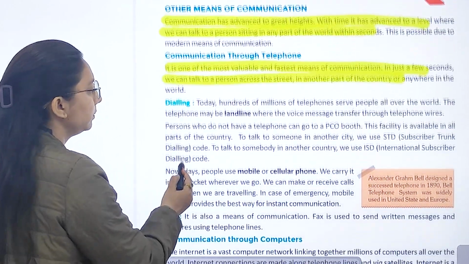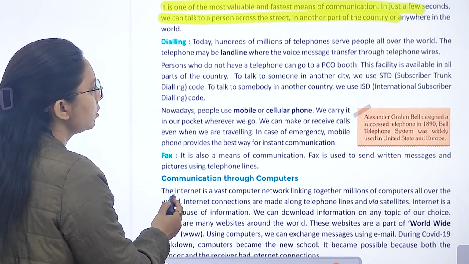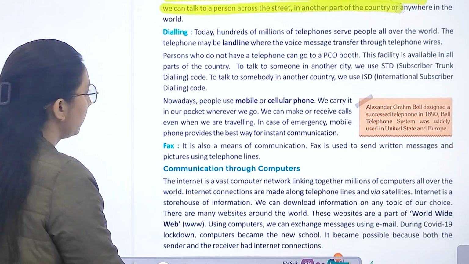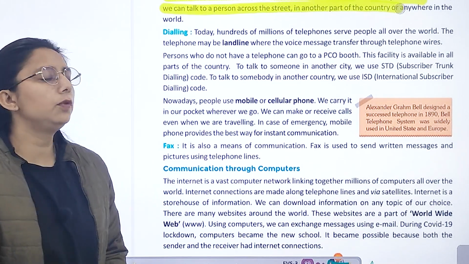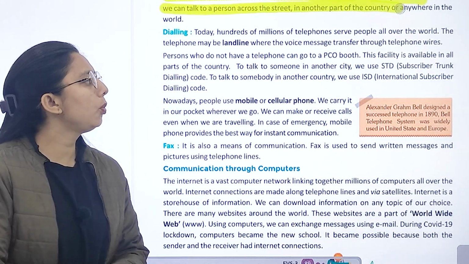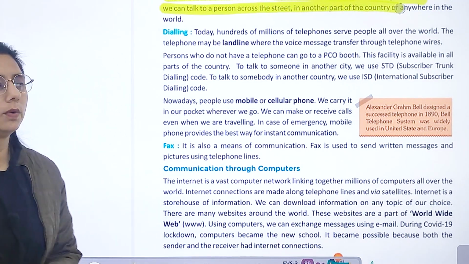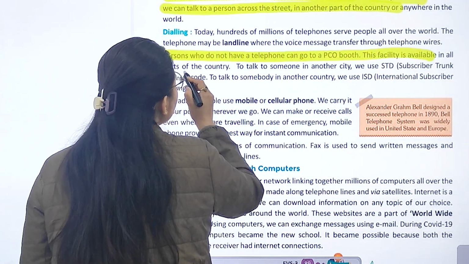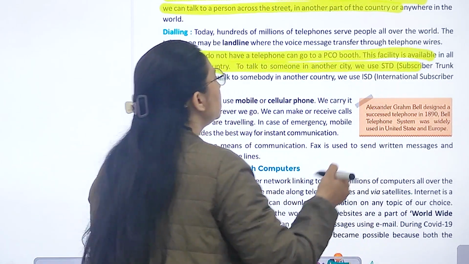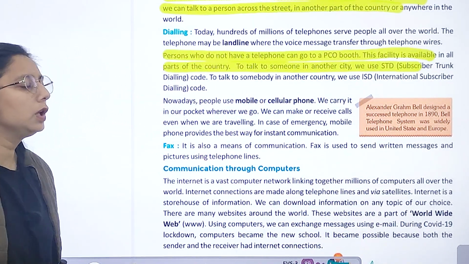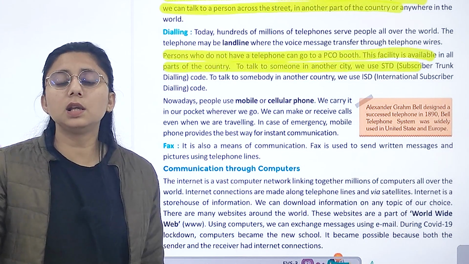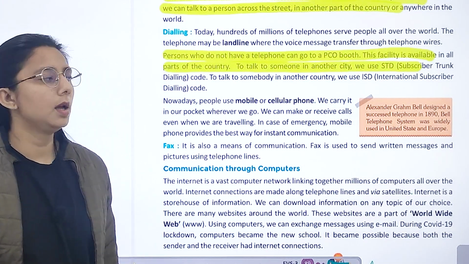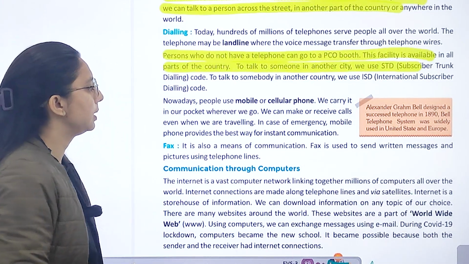Then we have dialing. Today, hundreds of millions of people are served all over the world, and a telephone may be a landline, where the voice message is transferred through the telephone wire. Persons who do not have a telephone go to a PCO booth. The facility is available to talk to someone in another city. So you will use STD. If you have to talk to someone in another country, you will use ISD, that is international subscriber dial.